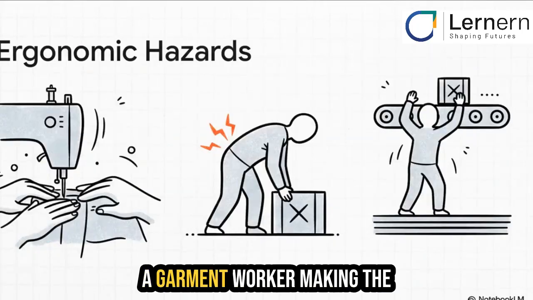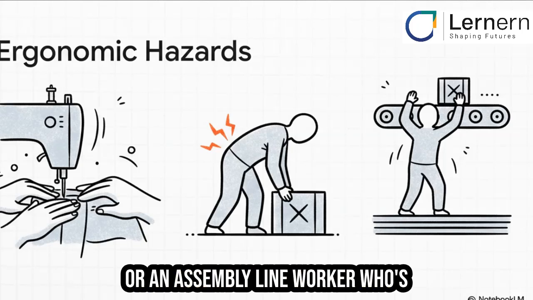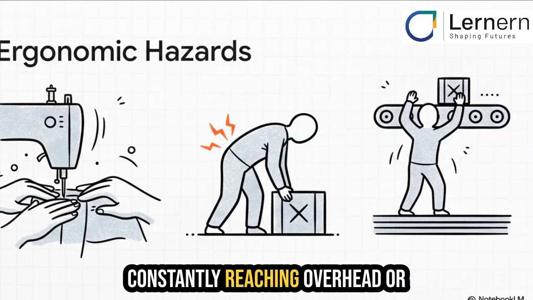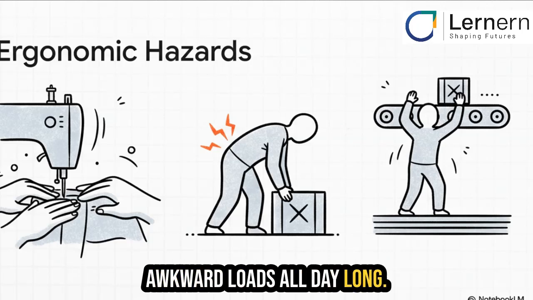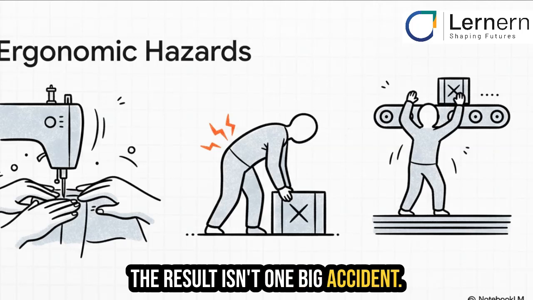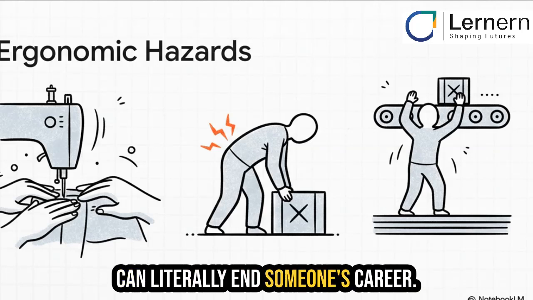Just picture it, a garment worker making the exact same stitching motion thousands of times a day, or an assembly line worker who's constantly reaching overhead, or a brick kiln worker lifting heavy, awkward loads all day long. The result isn't one big accident. It's chronic pain, it's musculoskeletal disorders that can literally end someone's career.